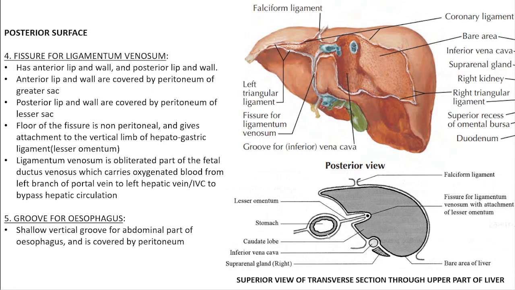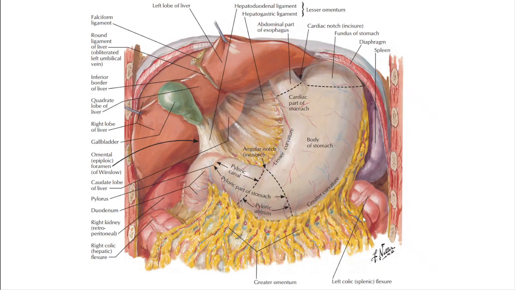Right, so this is the attachment of the vertical limb of the lesser omentum. If you remember the lecture on stomach and peritoneum, you will remember that the attachment of the lesser omentum on the liver is J-shaped if we look from in front. The vertical limb of that J is attached in the fissure for ligamentum venosum, and the horizontal part of that J is attached across the two lips of the porta hepatis, right?